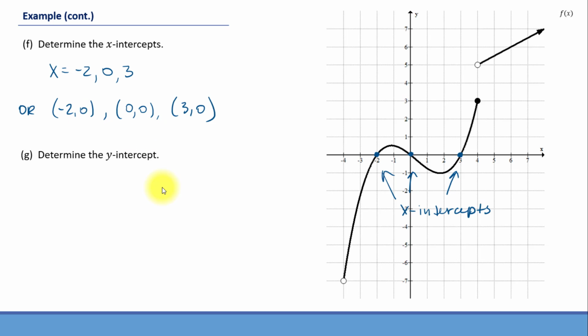Next, let's determine the y-intercept. Keep in mind that a function can only have one y-intercept. Think why. The vertical line test will help you to find the answer. Now, what is the y-intercept? It's the point where the graph crosses the y-axis. Do you see it on the graph? Well, it's right here. For this specific function, the y-intercept and the x-intercept happen to be the same point. It doesn't have to be like that every time. So basically, that's the point (0, 0). That's the y-intercept.